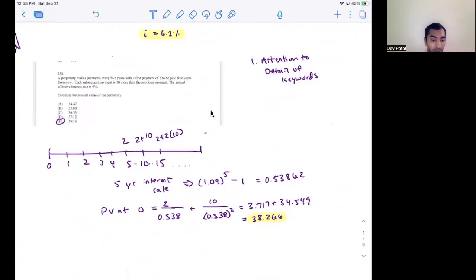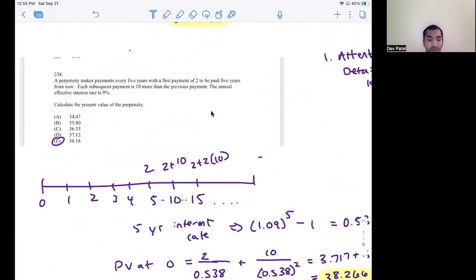238 is also about annuities, and it's a pretty similar concept. A perpetuity makes payments every 5 years, with the first payment of 2 to be paid 5 years from now. So we have the first payment of 2 at 5 years in our time diagram. Each subsequent payment is 10 more than the previous payment. So we add 10 for each payment afterwards, and the annual interest rate is 9%.